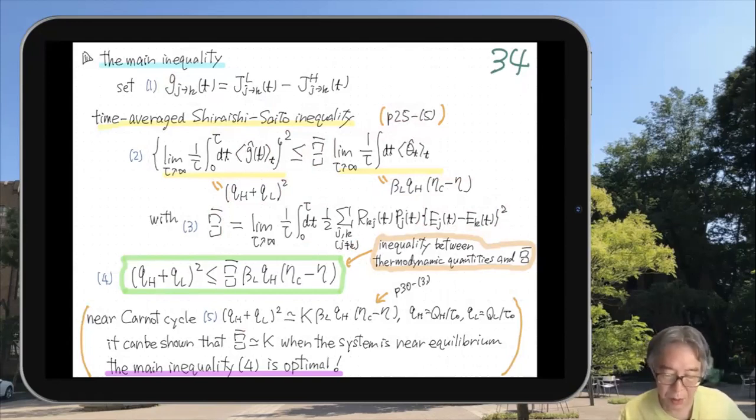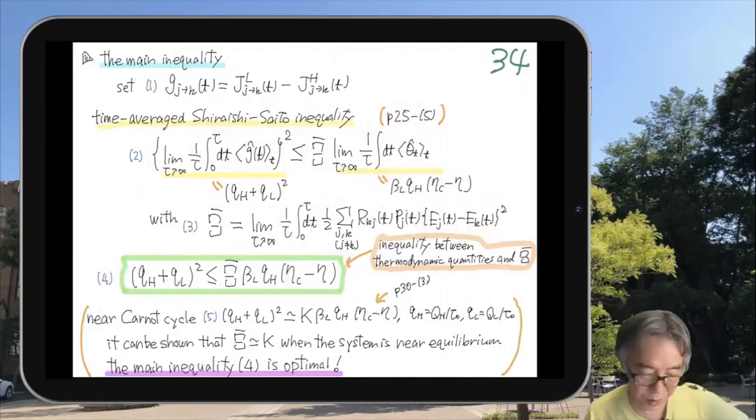And okay, so anyway, putting everything together from this time average Shiraishi-Sato inequality, we get this bound. And I stress that this is an inequality between thermodynamic quantities and this system-dependent natural constant Xi bar. And we only have QH, QL, beta, eta, and this is the Carnot efficiency. Everything, you can show this equation to, like, Carnot. So this does not contain any difficult quantities.